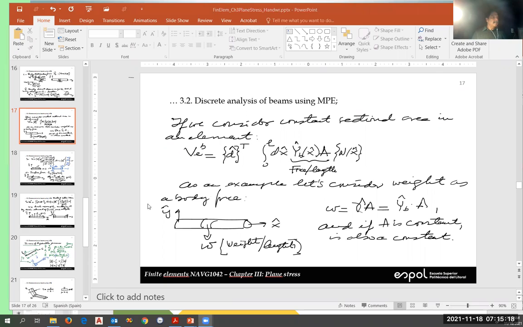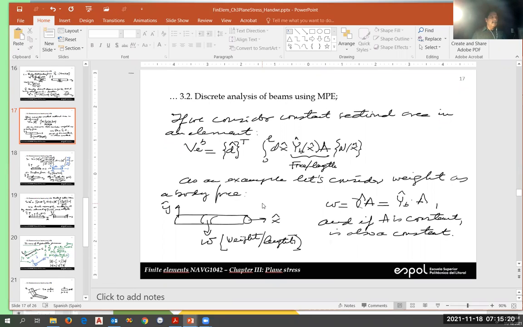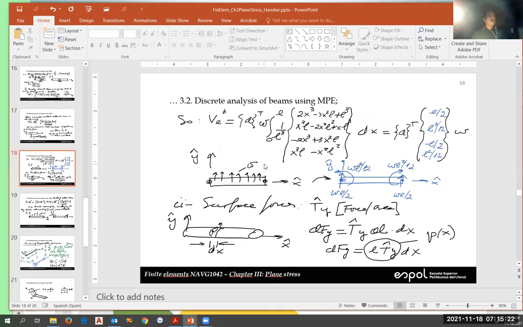And then we took the simplest case, which is the uniform load. In this case, we consider something similar to the weight of the element, distributed weight. You see that this is little w, which means weight per unit length. We multiply by this N vector and integrate. This is what we obtain.